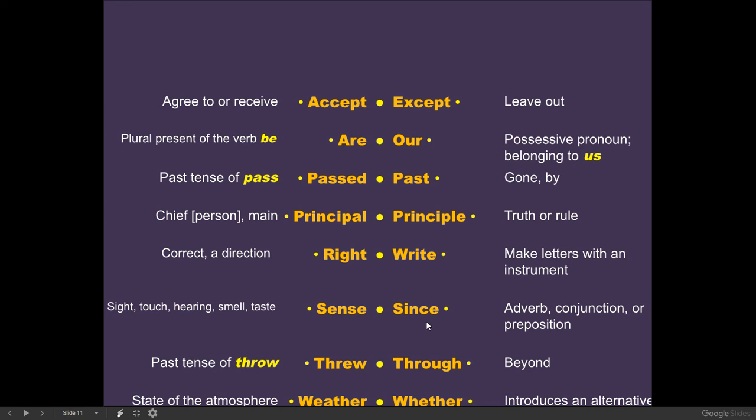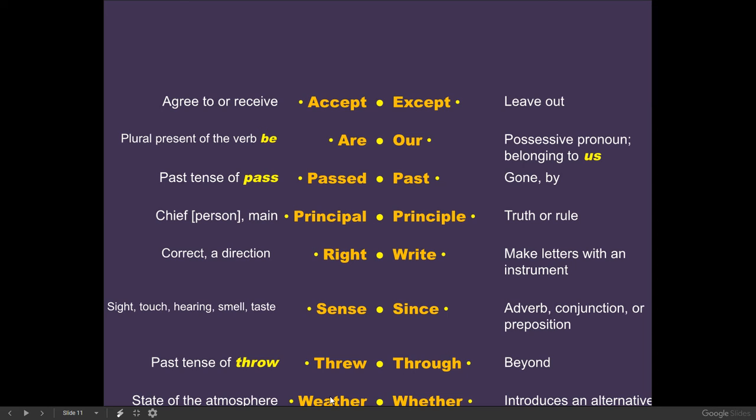And this is a preposition. Since yesterday, I haven't been able to sleep. Okay, so it's talking more about time. It's a preposition. Threw, the ball, past tense of throw. Through, T-H-R-O-U-G-H, is beyond something, or you can go through a tunnel. Okay, so you go beyond it to the next side.